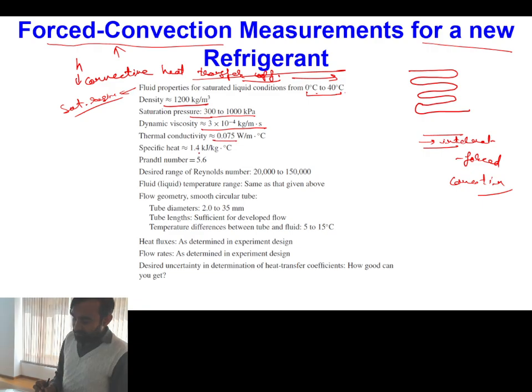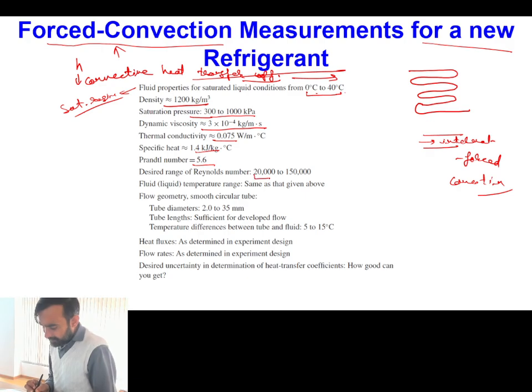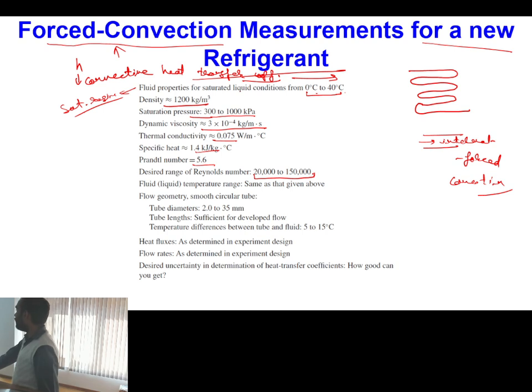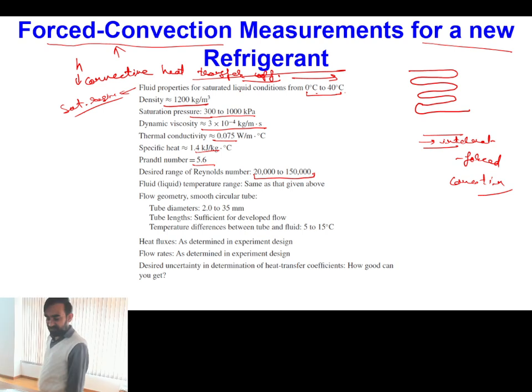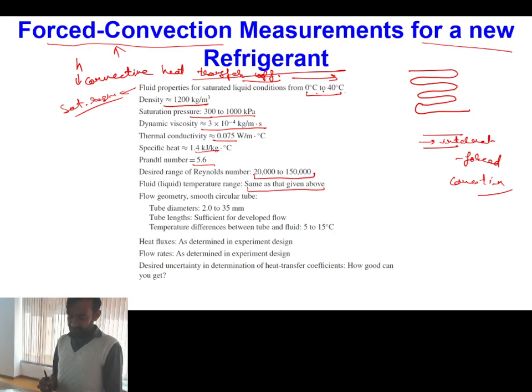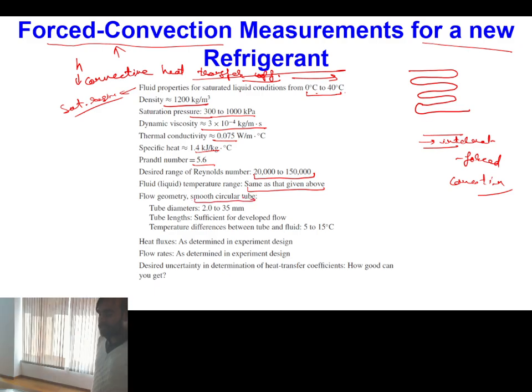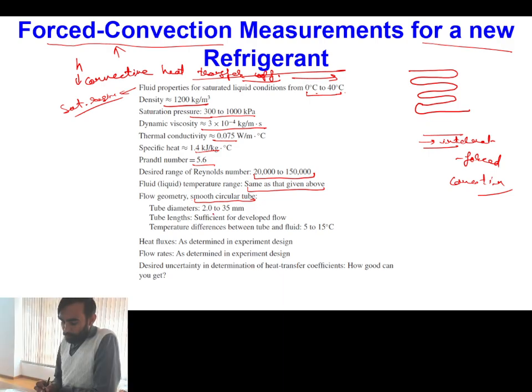Thermal conductivity is also given, specific heat is given, Prandtl number is given to be 5.6, and the desired range of Reynolds number in which we need to operate is from 20,000 to 1,50,000. Fluid liquid temperature is the same as given above, 0 to 40 degrees Celsius, and flow geometry. So we have to perform the experiment in a smooth circular tube, and the tube diameter should range from 2 to 35 millimeters. Is this one clear?